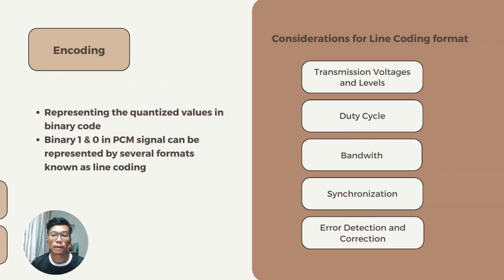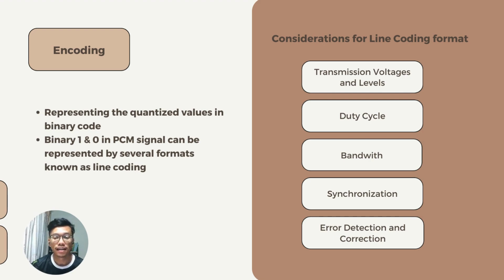The last one is encoding. In this part, we represent the quantized value in binary code. The binary 1 and 0 in a PCM signal can be represented by several formats known as line coding. There are a few considerations for line coding formats, such as transmission voltage and level, which is either unipolar or bipolar, that can affect the power efficiency.